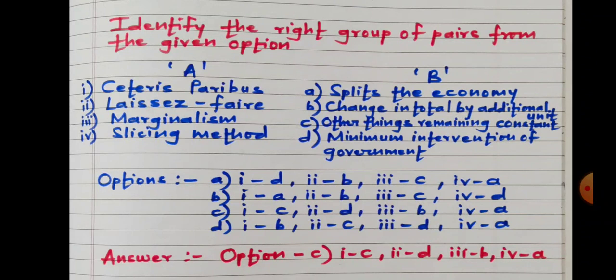Your correct answer is option number C. Number 1 ceteris paribus matches with C, that is other things remaining constant. Number 2 laissez-faire matches with D, that is minimum intervention of the government. Number 3 marginalism matches with B, change in total by additional unit. And number 4 slicing method matches with A, splits the economy. So in this objective type question, no need to mention the format of the question, directly mention the answer, and here the answer is option number C, 1C, 2D, 3B, 4A.